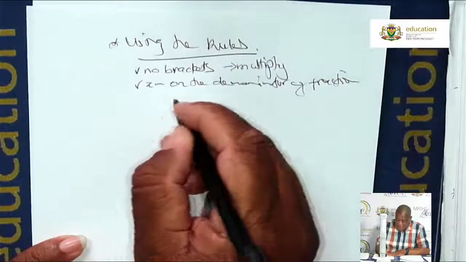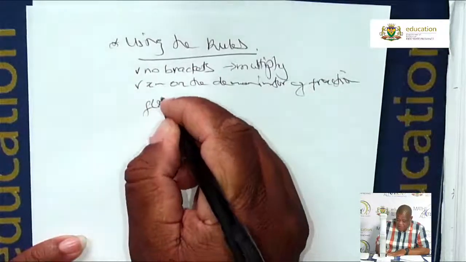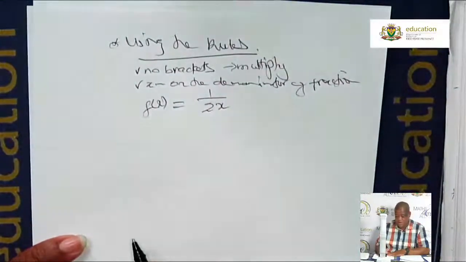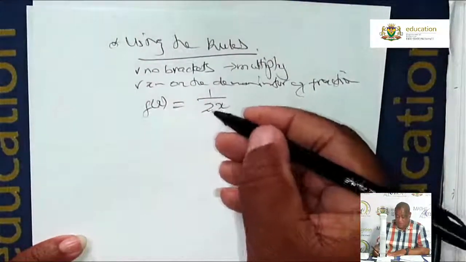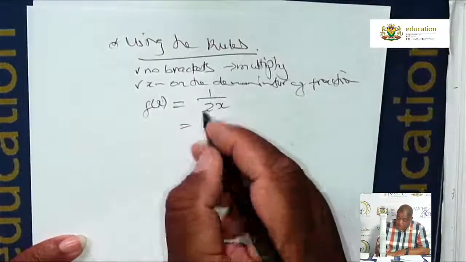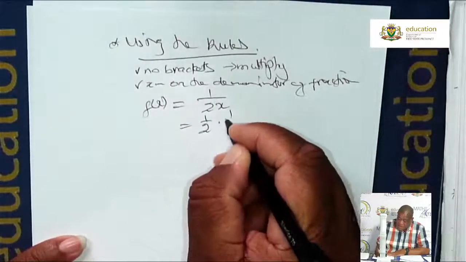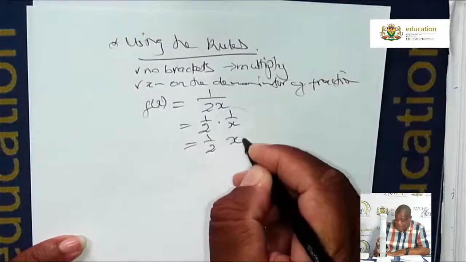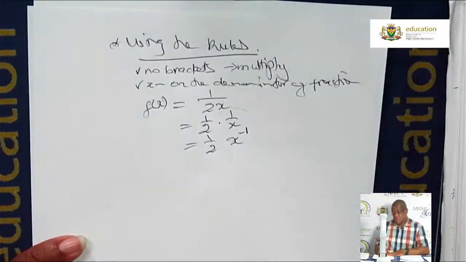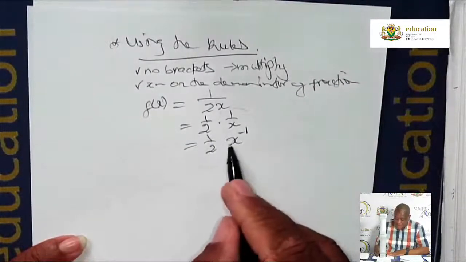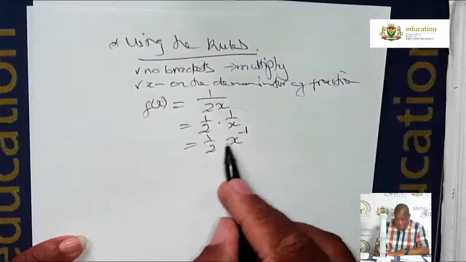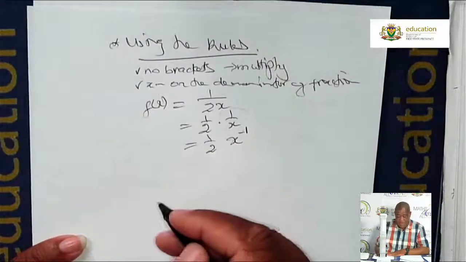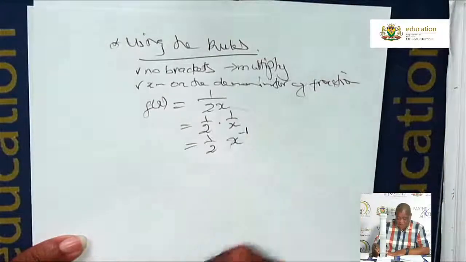In other words, if you are given f at x equal to 1 over 2x, for an example, before you can use the rules in differentiating this, make sure you see this as a half multiplied by 1 over x, whereby the 1 over x can be expressed as x to power negative 1. Once it's like this, x is no more appearing on the denominator. It's written exponentially with a negative exponent there. Then you can differentiate once you have done. We are just simplifying. We are not differentiating there.